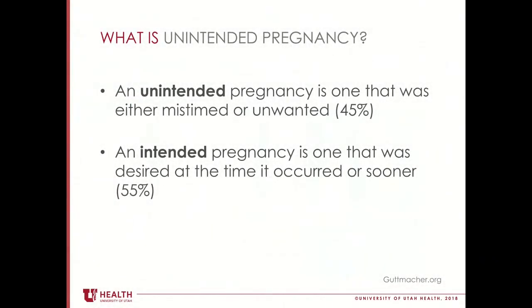First, let's go over what defines a pregnancy as unintended versus intended. So an unintended pregnancy is defined as a pregnancy that was either mistimed or unwanted. So this means at the time someone got pregnant, they either never wanted to get pregnant or they wanted to get pregnant in the future, but not at that time.